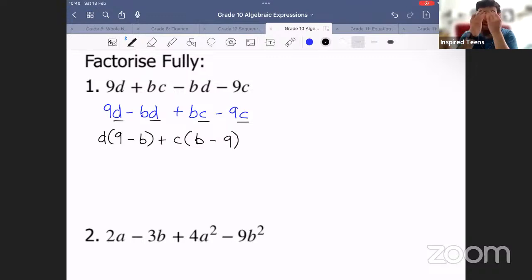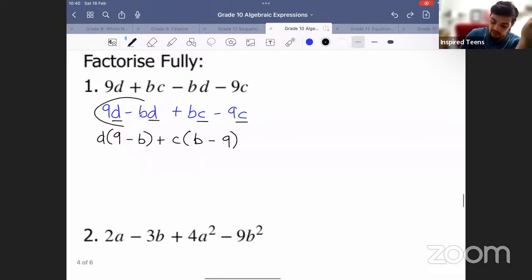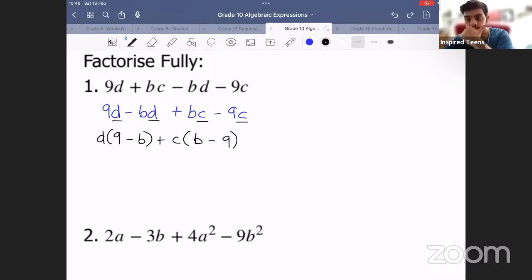So now I have grouped my terms with anything that's common. If I have terms that have something in common, that's why I group them. And after I've taken the common factor with each one, I can actually factorize further. Yes, correct, nothing changes if you're just grouping.